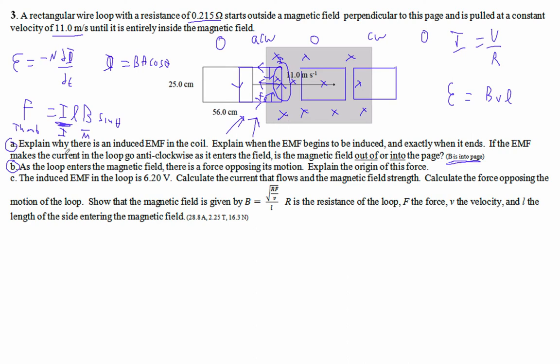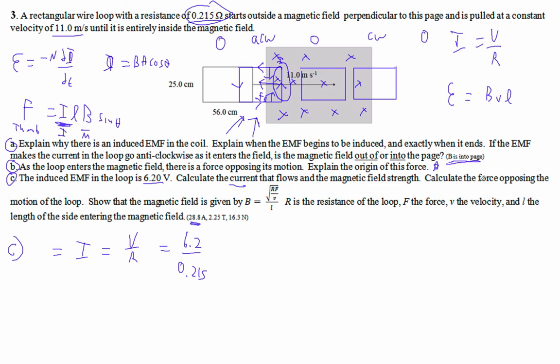All right. So we've explained the origin of that force. The EMF induced in the loop is 6.2 volts. Calculate the current that flows. Oh, we can do that. That's easy. For part C, we're just going to say I is V divided by R. So that's going to be 6.2 divided by our resistance here. And you'll get quite a large current.